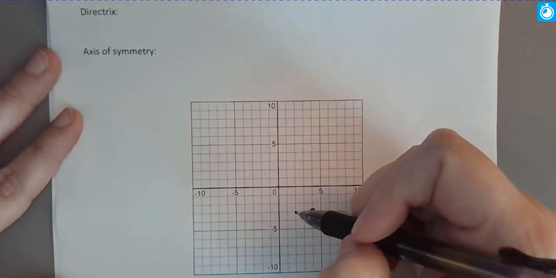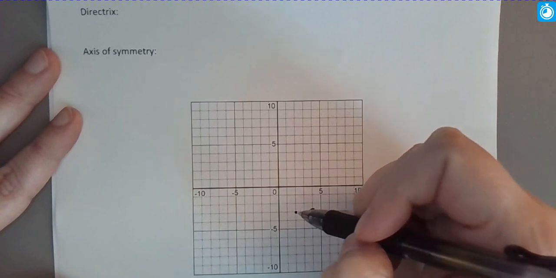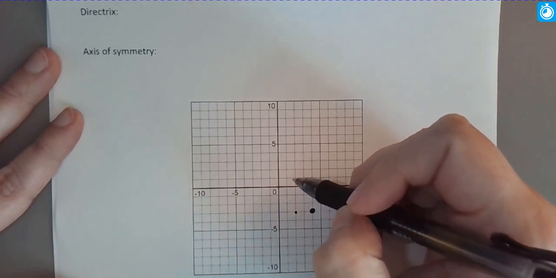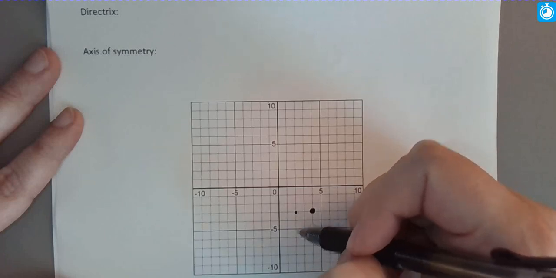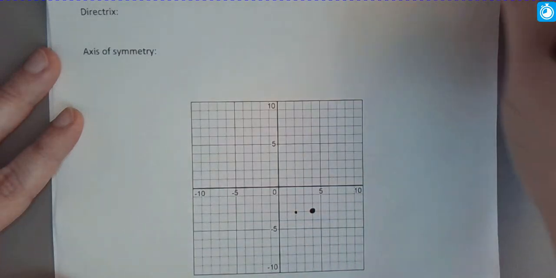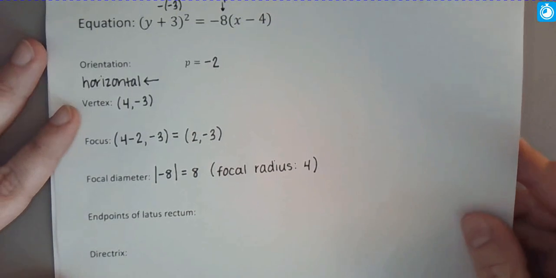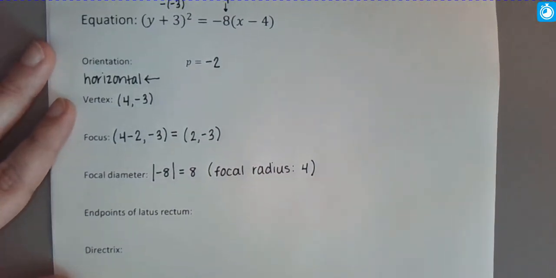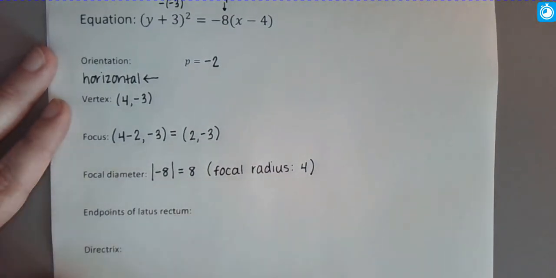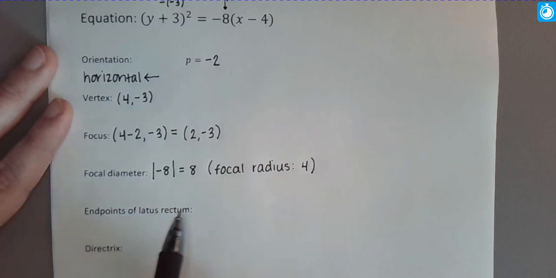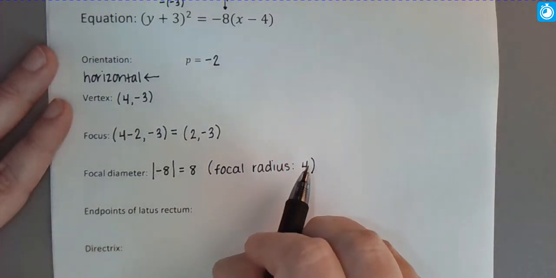So 4 represents how many units we have to go from the focus to go from one side. So we go 4 units above, we go 4 units below. I like to think of it in terms of 4 because in some ways that's going to be a more helpful number. But if we're looking for focal diameter, it is 8. Our width is 8. So the endpoints of the latus rectum, that's what we're going to use for.